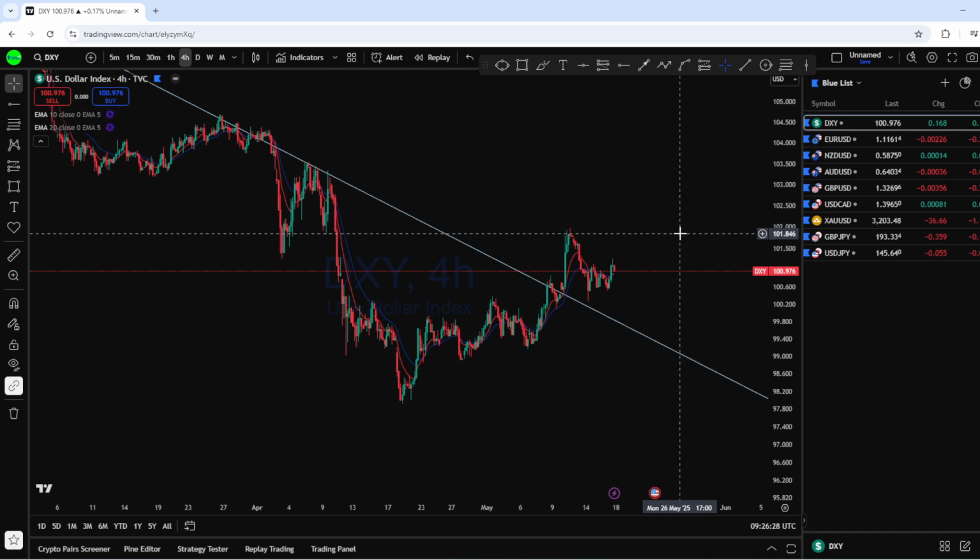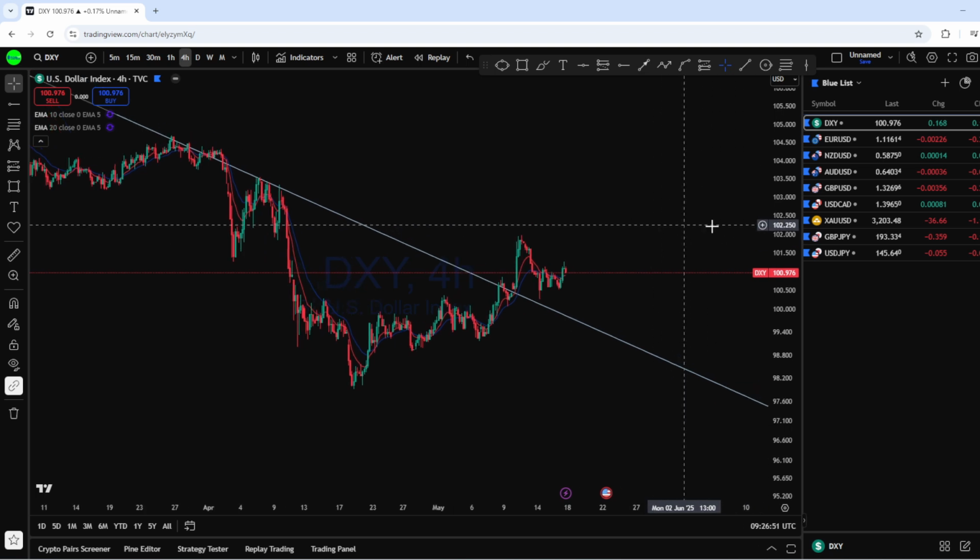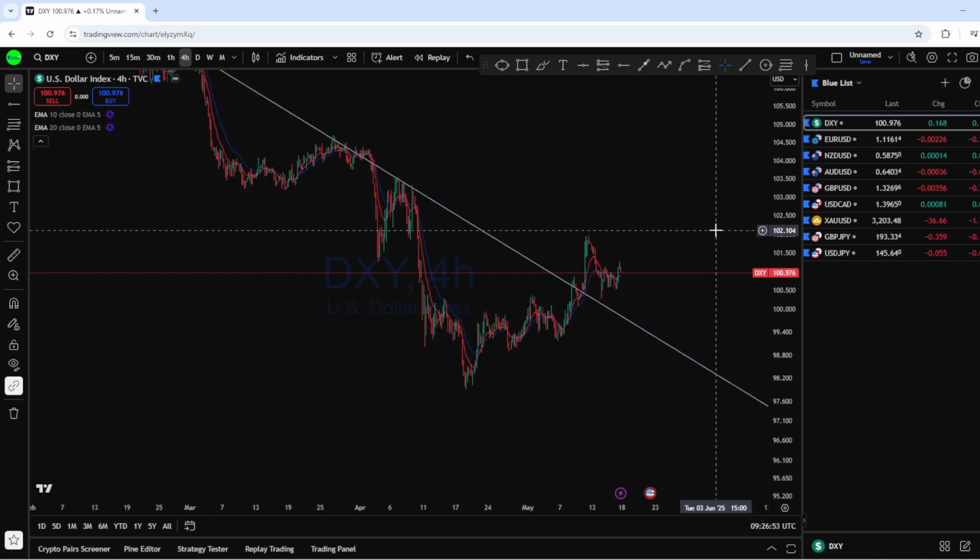expecting also increased volatility. And in this weekly forex forecast, we will be looking at DXY, euro dollar, NZD USD, AUD USD, GBP USD, dollar CAD, XAUUSD, and also yen pairs GBP JPY and dollar yen. We will be looking at most of them from a multi-time frame approach to see what kind of trading opportunity we may have with the market open throughout the week to see where we can find the opportunity.